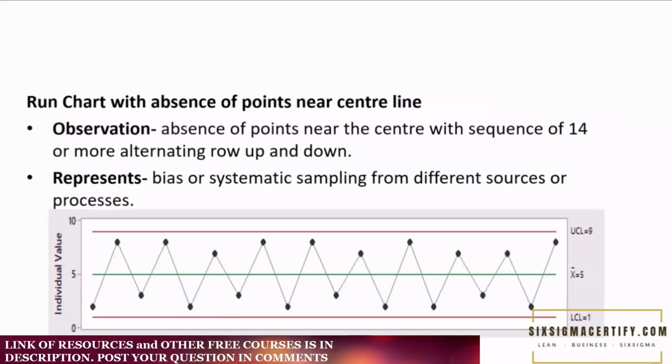In this case, there is absence of points near the center with a sequence of 14 or more alternating points going up and down. Such data represents bias or systematic sampling from different sources or processes.